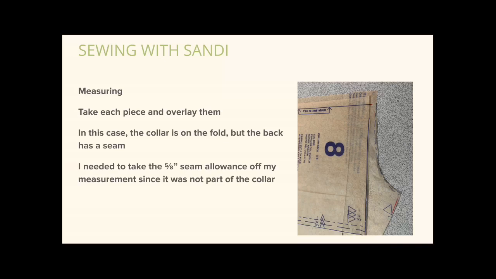In order to do that, I wanted to overlay my collar over my new cut back piece at the neck edge. And you can see that the back has a seam going down it, so I need to take into consideration the seam allowance there because the collar piece is cut on the fold. So by lining these pieces up, I actually spotted that. I might have missed it if I hadn't laid them down on top of each other. So now I'm going to start measuring my neck edge from that 5/8 inch seam allowance. And it actually ended up measuring 4 inches.